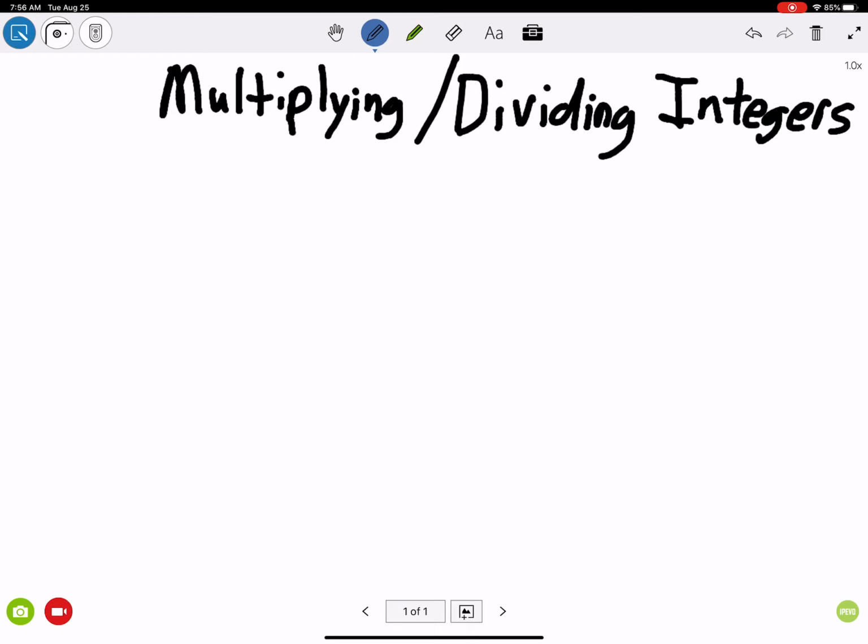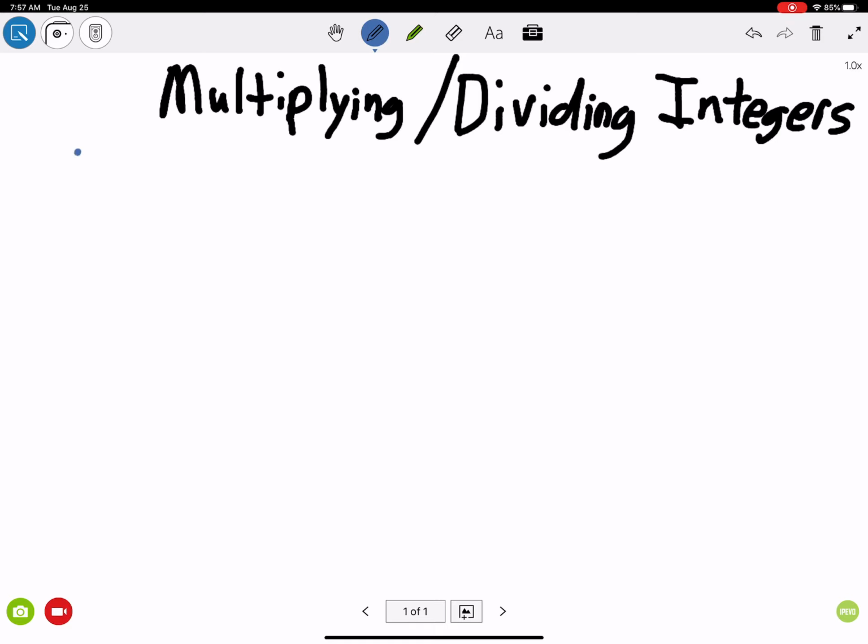So, for example, if I said 5 times negative 9, well, 5 times 9 is 45, regardless of whether one of the numbers is negative or both of the numbers are negative. Okay? You just have to figure out whether you're getting a positive 45 or a negative 45. So right now we're going to talk about what happens when you multiply different combinations of positive and negative numbers.